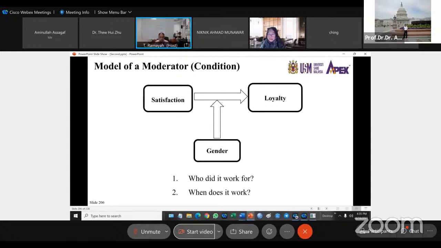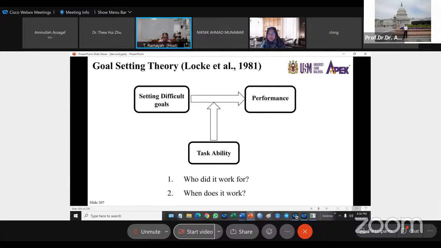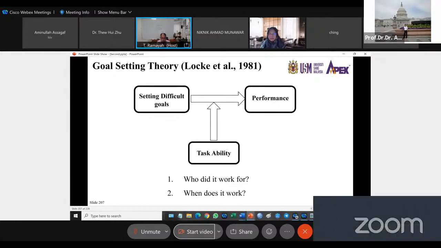This is the first situation where we have gender as a moderator. Here we are trying to answer question number 1, whether the relationship is strong for male or female. Okay, that's number 1. Number 2 is when we have task ability as the moderator. We want to know whether this relationship is stronger when ability is high or low.